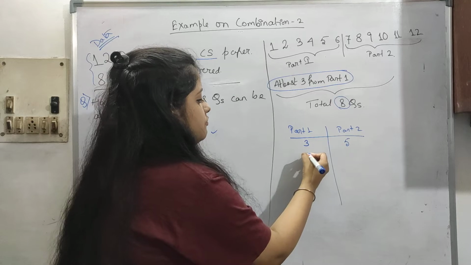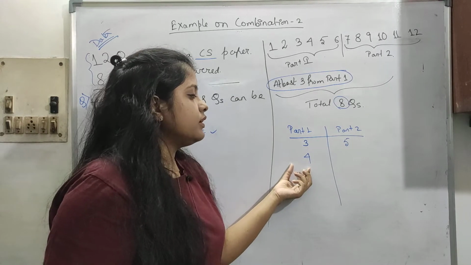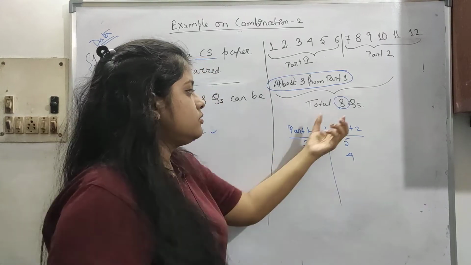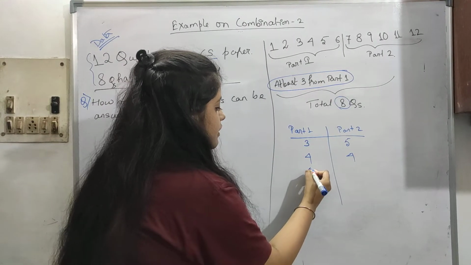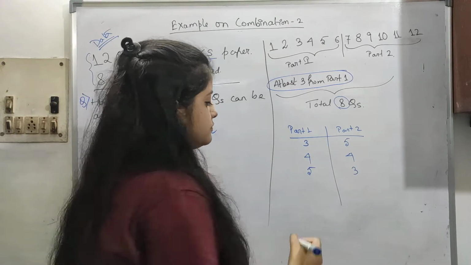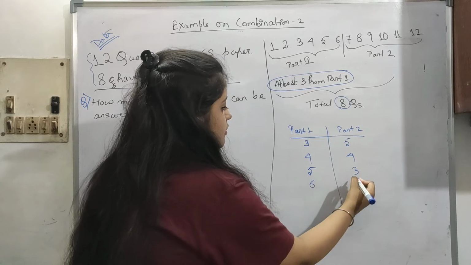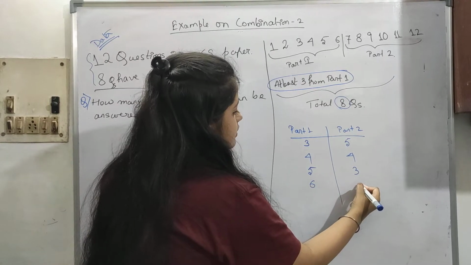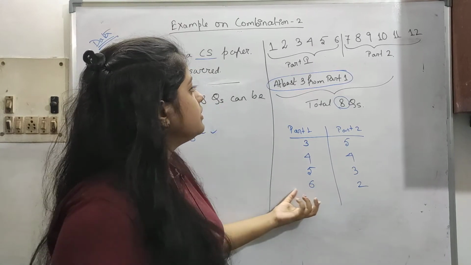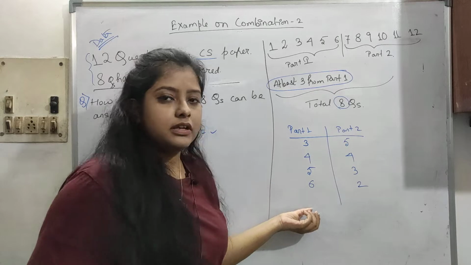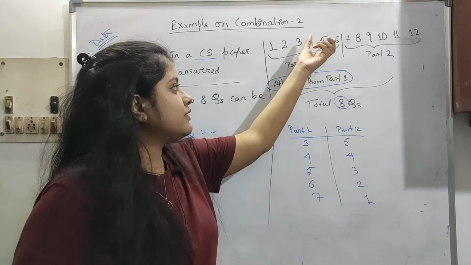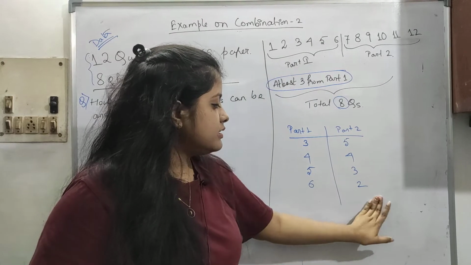Now if we do 4 questions from part 1, we have to do another 4 from part 2, because the total has to be 8. Then 5 questions from part 1 and 3 questions from part 2. Then 6 questions from part 1 and 2 questions from part 2. This can be the maximum, because beyond 6 we cannot go. 7 and 1 cannot be there, because there are only 6 questions in part 1. So up till this we can do.